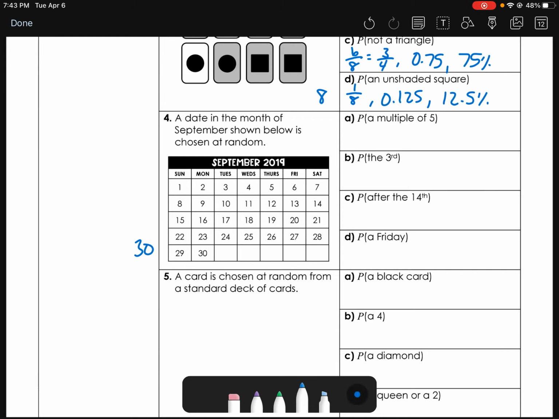So A says that we want to know the probability that a multiple of 5 is picked. So I got a multiple of 5, here, here, here, and here. All of those are divisible by 5. I can see that I have 6 of them. So I would have 6 out of 30. I can divide the top and bottom by 6 and get 1/5. When I divide 1 and 5, I get 0.2. Moving the decimal place over 2 spots, we get 20%.